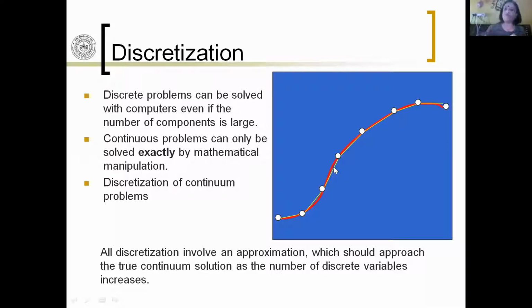Whereas if you solve a continuous problem using mathematical manipulation, what you will get is an exact solution. So remember, all discretizations involve an approximation, and our aim is to make sure that this approximation approaches the true continuum solution. Now, if I want to make the approximate solution approach the true continuum solution, what do I need to do?